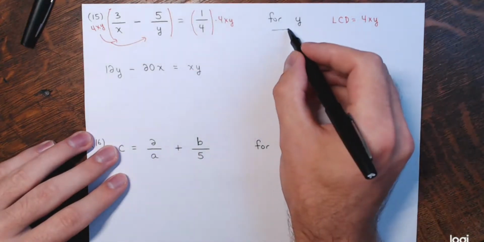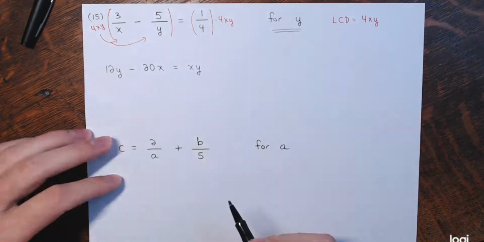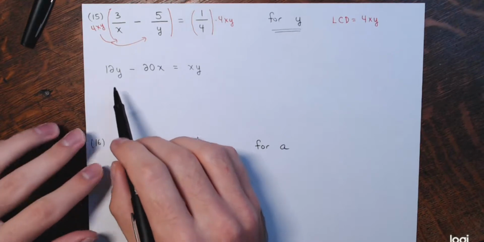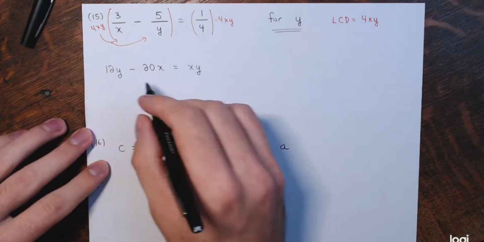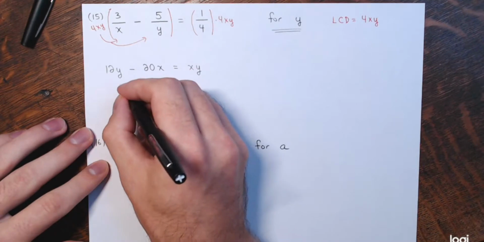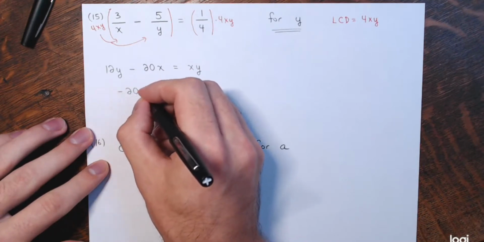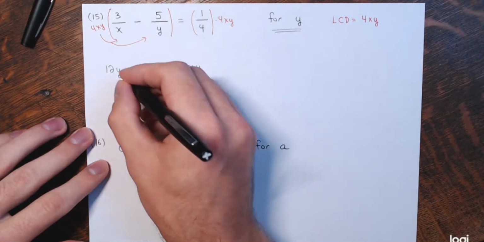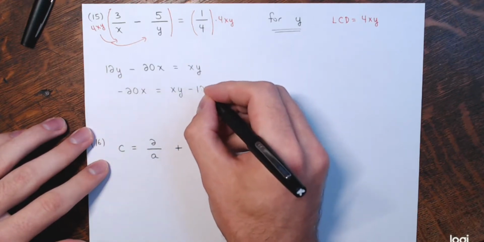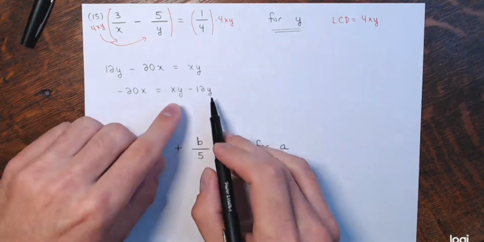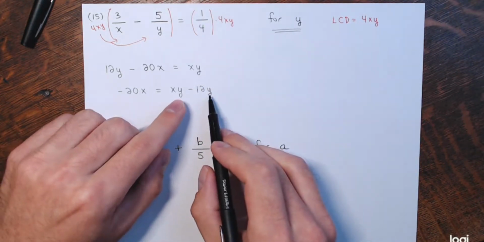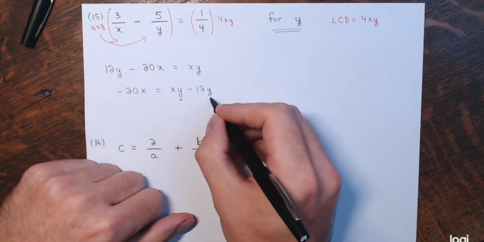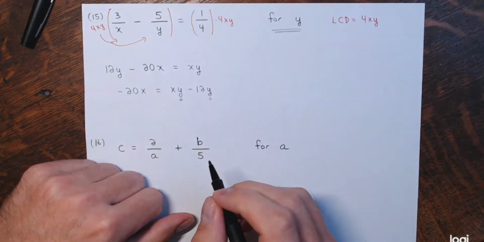And keep in mind, we're solving for y. So I am going to subtract 12y, giving me negative 20x on the left, equals xy minus 12y on the right. That takes every term with y on the one side and every term without y on the other. And the whole reason for that is so that you can get y alone eventually.